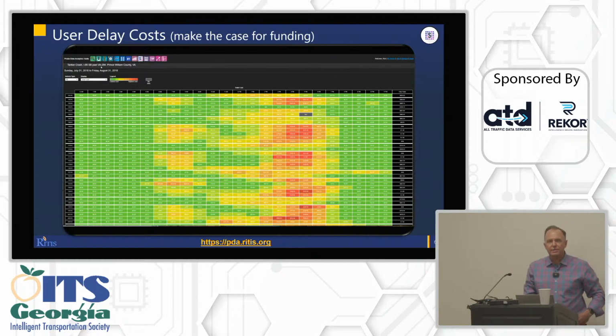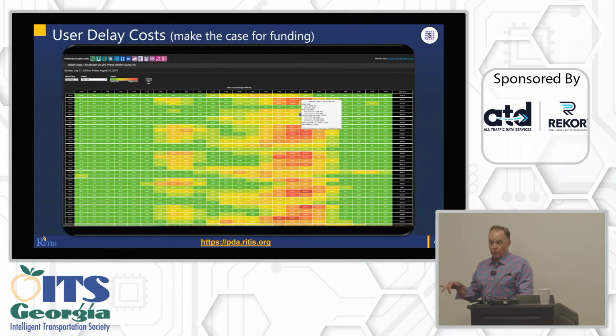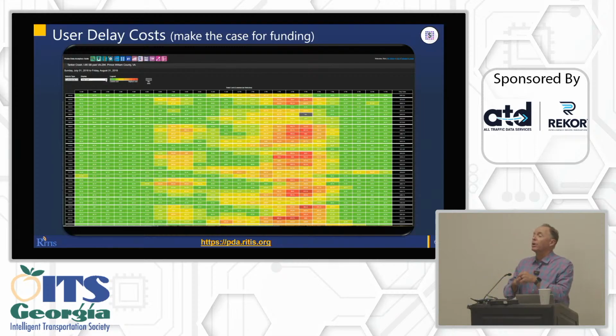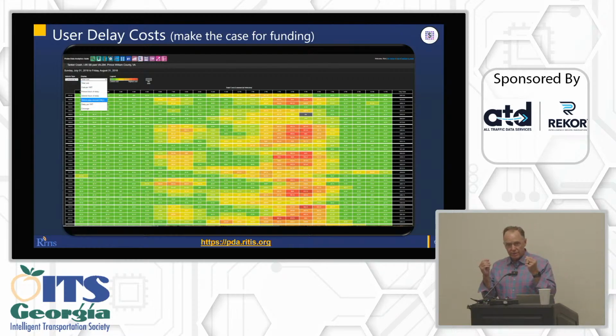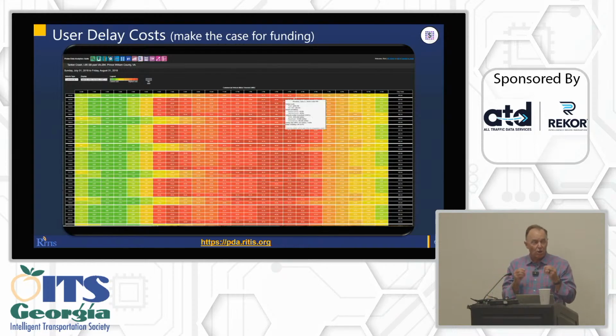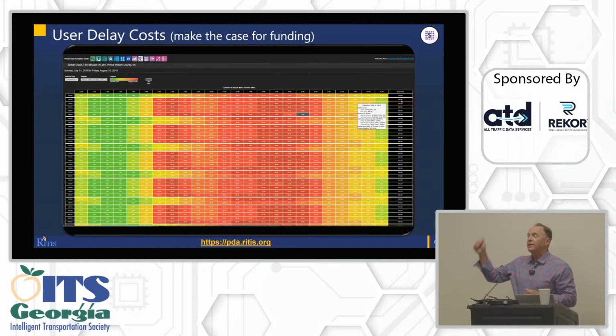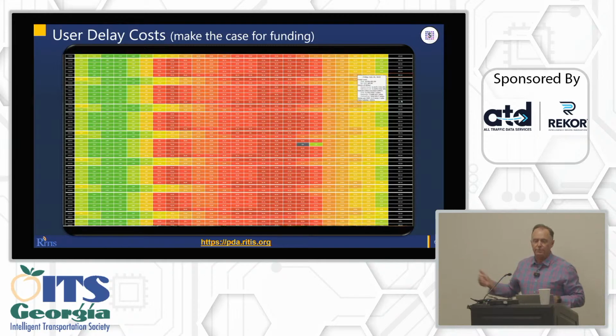User delay cost. Cool thing about this tool, it's the only tool, I think, in the industry that can actually calculate the dollar cost impact of congestion. You want to make a compelling story to executive leadership or legislators, guess what? Dollars tell the story. The only way to determine the dollar cost impact of congestion is to use the user delay cost tool. Yes, sir.